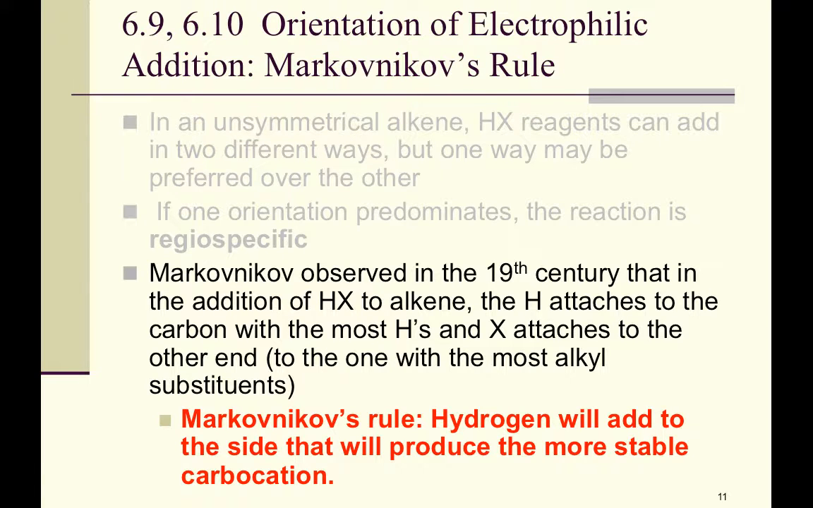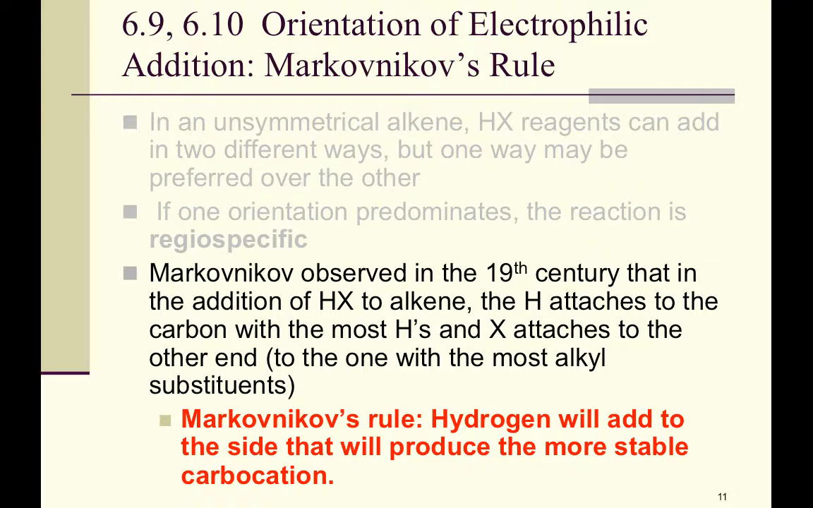Markovnikov observed in the 19th century that in addition of HX to an alkene, the H attaches to the carbon with the most H's on it, and X attaches to the other end, the one with the most alkyl substitutions. Now, that's the pragmatic way of looking at Markovnikov's rule: H adds to the side with more H's. The true definition of Markovnikov's rule is written in red here. Markovnikov's rule: hydrogen will add to the side that will produce the more stable carbocation.